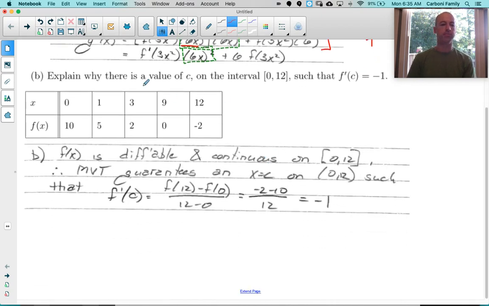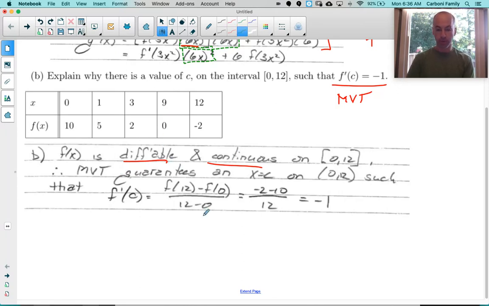Moving on to part B, explain why there must be a value c such that f prime equals -1. Anytime you are guaranteeing derivative values, start with the mean value theorem, and this one was no exception. The key to the mean value theorem is before you cite or use the mean value theorem, you must say that the function is differentiable and continuous. That has to be in writing. Without that in writing, you don't get any points.